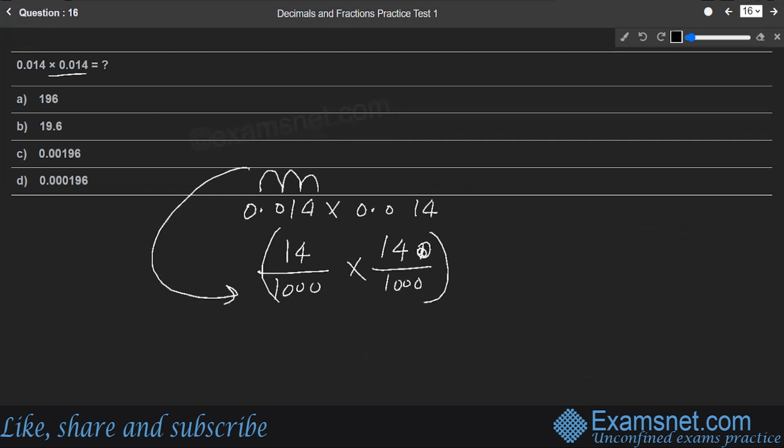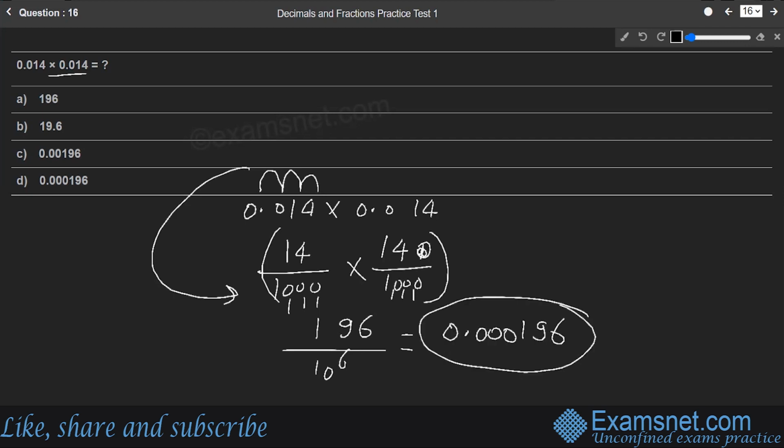So clearly it is going to be 14 square by 1000 square. 14 square is 196, divided by how many zeros are there? 1, 2, 3, 4, 5, 6. So 10 to the power 6. Then if we simplify further, because all the options are given in terms of decimals or normal numbers only, no fractions involved, so no powers involved also, this will be equal to 0.000196. That will make it 10 to the power 6. Okay, 0.000196. Let's see where it is available. Available in option number D, so that becomes the right answer.